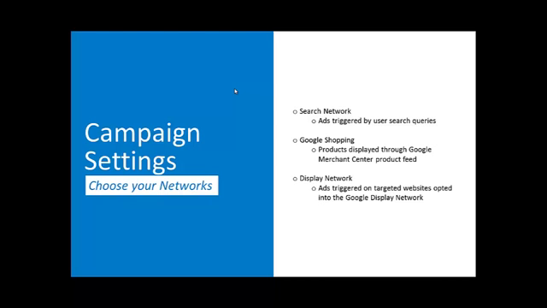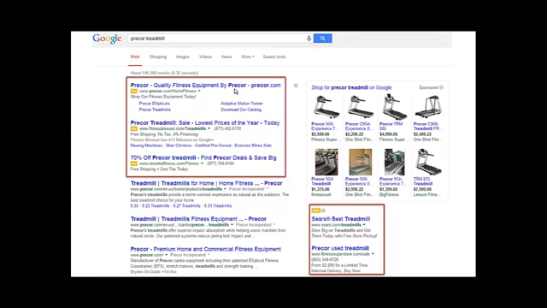And there's really 3 main different types of networks. The first is a search network. Those are going to be your traditional ads that show up on the SERP when someone searches for, in this example, the screenshot I have is a Precor treadmill. So here we have 5 text ads all laid out, and these are ads opted into the search network.